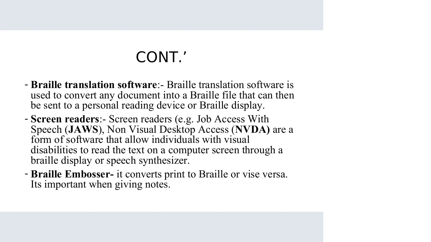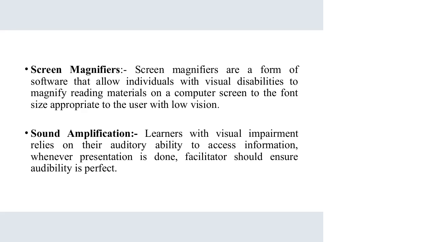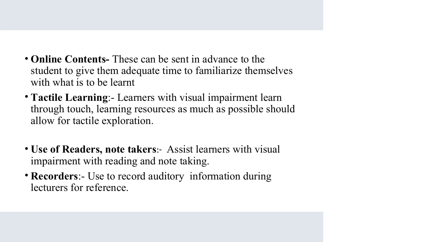Then we have got online contents. This can be sent in advance to students to give them adequate time to familiarize themselves with what is learned. This also depends on the learners. As I've said, we have got the low vision and the totally blind. So if you are sending content online, you should be thinking, which content are you sending? Are you sending those for the low vision or those for the totally blind?